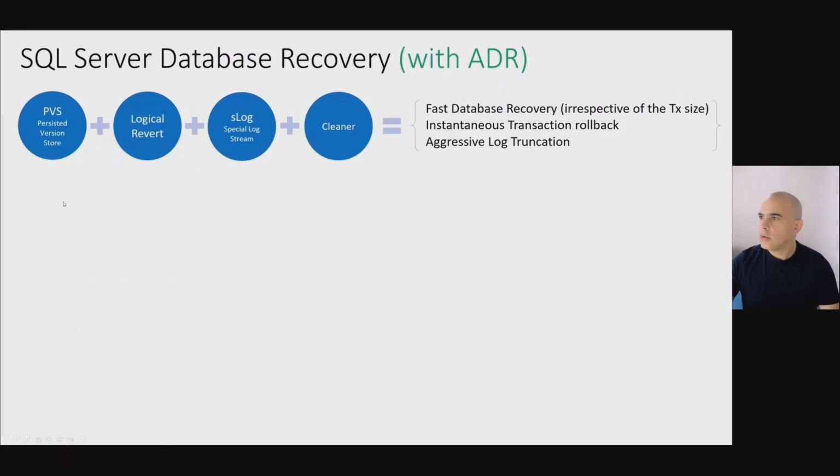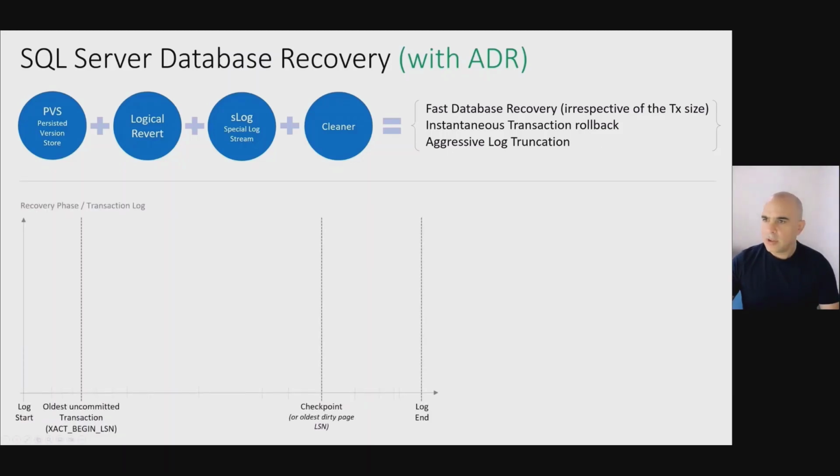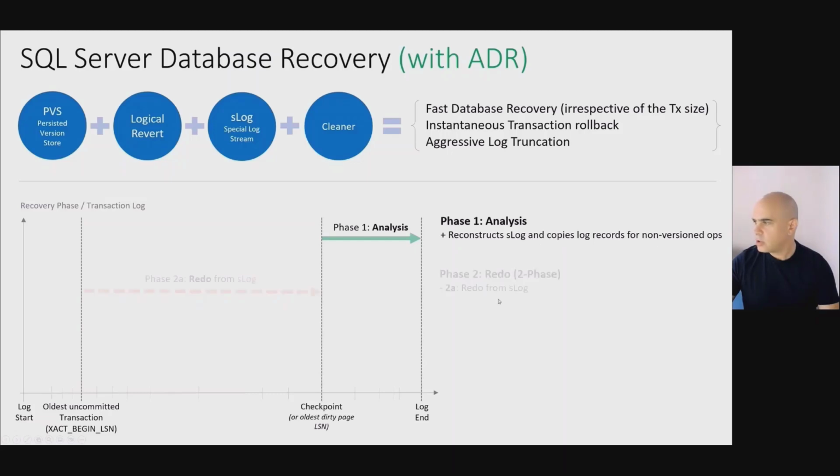So we very quickly covered PVS, logical revert, slog, and the cleaner. And with all these components and ADR enabled, we get fast database recovery, irrespective of the transaction size, instantaneous transaction rollback, as well as aggressive log truncation. So our diagram now with ADR enabled looks like this. Analysis, the first phase, stays pretty much the same, although we reconstruct the slog and copy log records for non-version operations. Redo now is split into two phases.